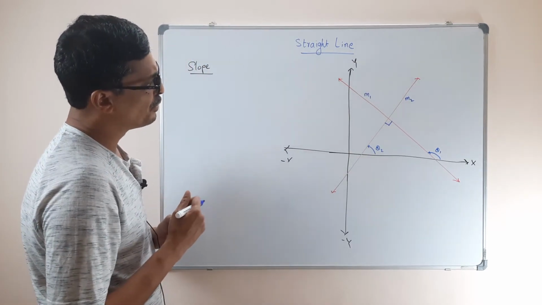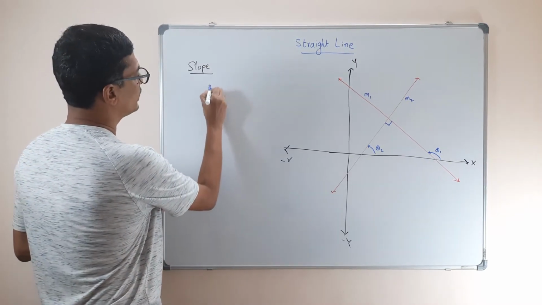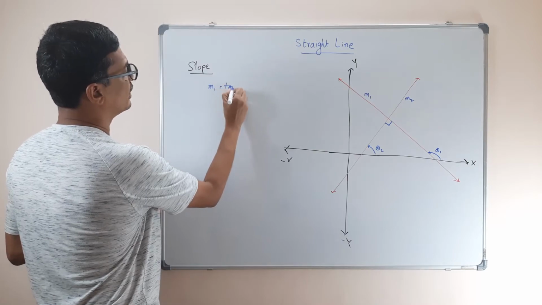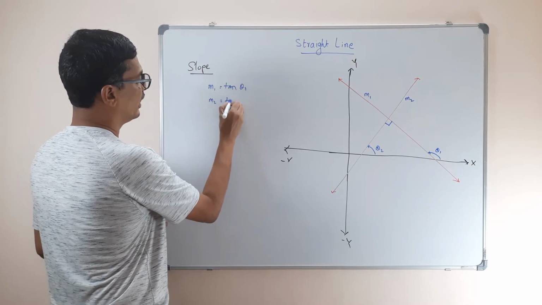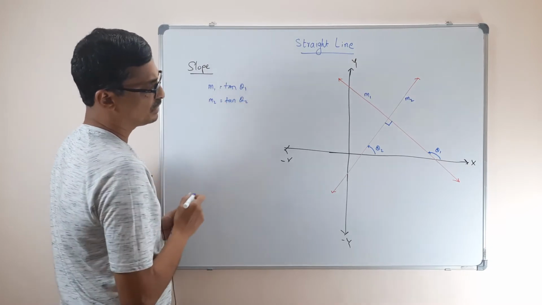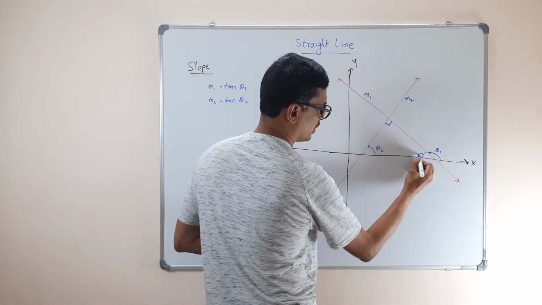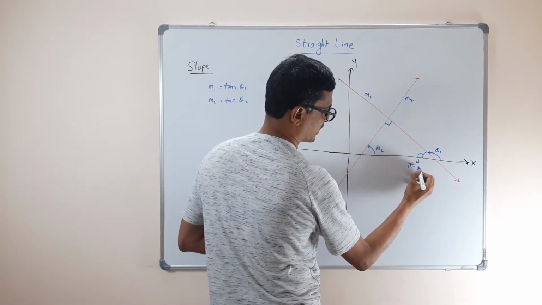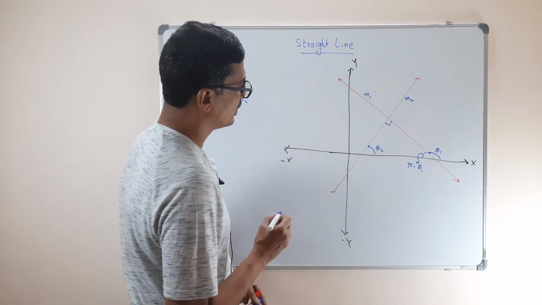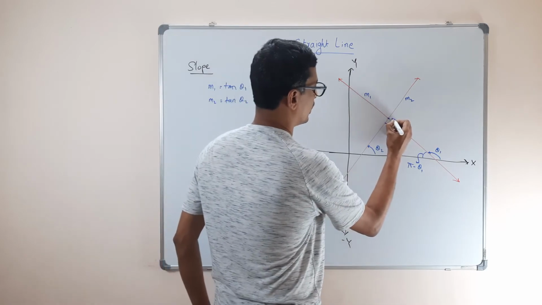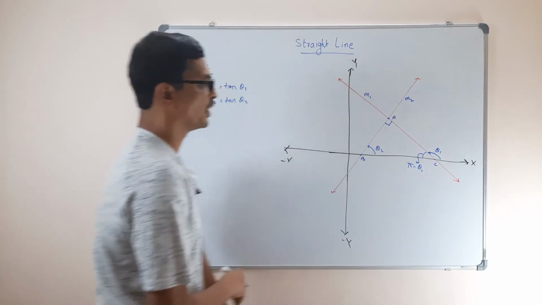Okay, so what is the slope you have? m1 is tan theta 1, correct? And m2 will be tan theta 2. So now from this itself you can find an angle. What will be this angle? Pi minus theta 1. So now you know this is a triangle, right? Let me call this A, B, and C. The sum of the angles should be equal to 180 degrees.